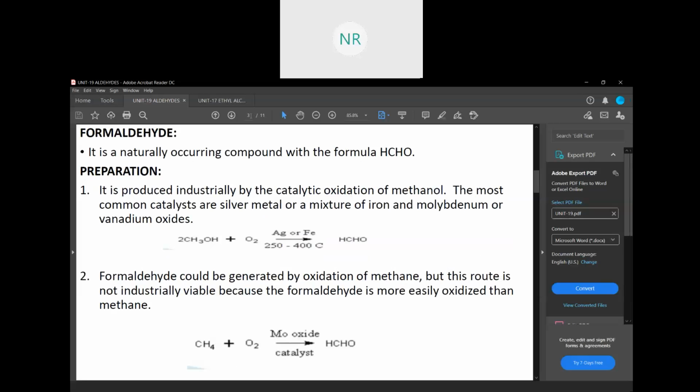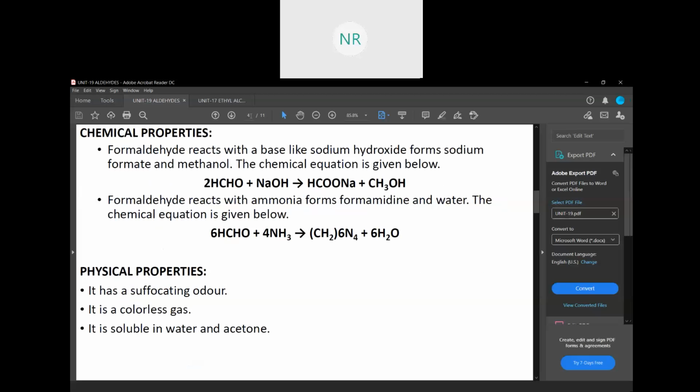So the first formula, for formaldehyde, is HCHO. So these are the preparations of formaldehyde. There are two types of preparation. The first is your industrial preparation, then second is your laboratory preparation. In the second type of preparation, that is from methane, formaldehyde cannot be prepared industrially, that is, on a large scale. So those are your chemical properties of formaldehyde, and that is your physical properties.